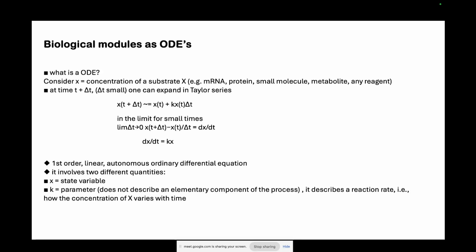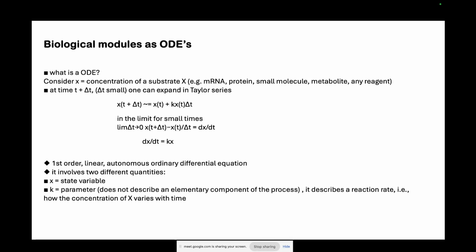So the dependent variable, which is x here, should be in a linear form, basically x to the power 1. The moment it exceeds 1, if it is 2 or 3, it does not remain linear anymore. It becomes non-linear. Here x is your state variable. The k is a constant, which is given by a parameter. A very important thing to remember is it does not describe any elementary component of the process. It just describes the rate of the process, the reaction rate, that is, how the concentration of X varies with time. This is just a constant parameter that describes the rate.